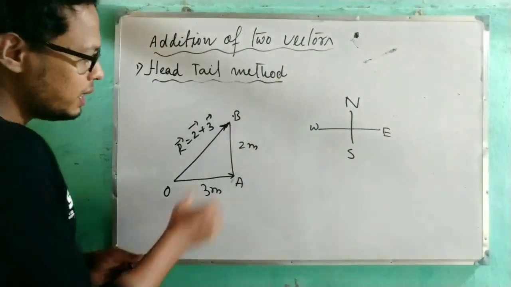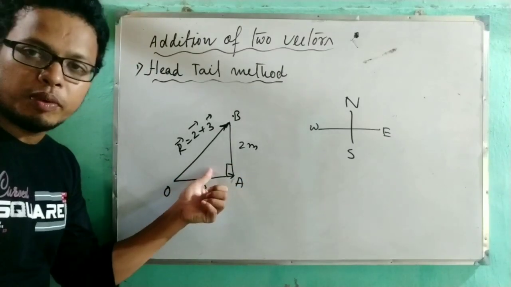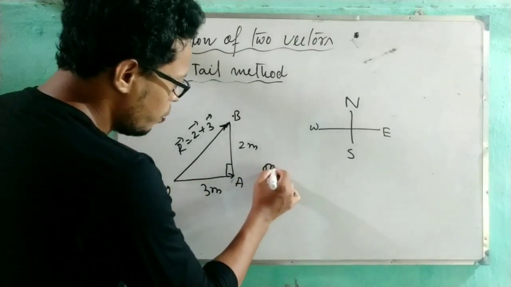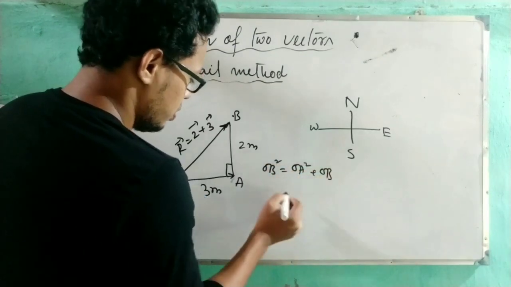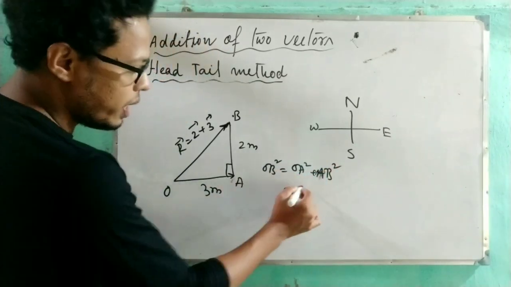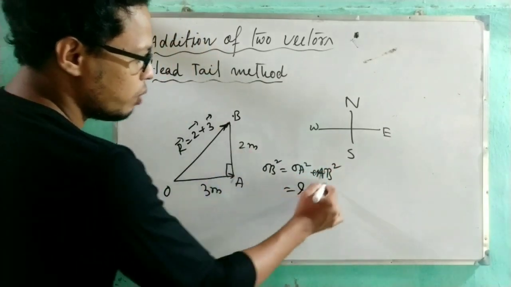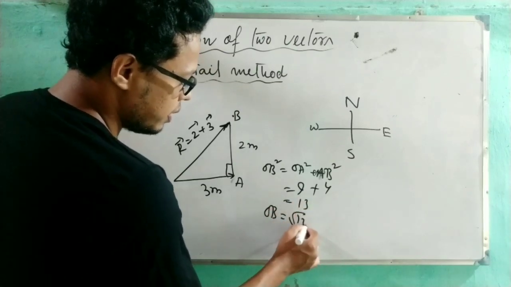How much? See, this angle will obviously be 90 degrees, so we can apply the Pythagoras theorem over here. So OB square equals OA square plus AB square. Now OA square how much? 9. Plus AB square how much? 4. So this is 13. So OB will come root over 13.